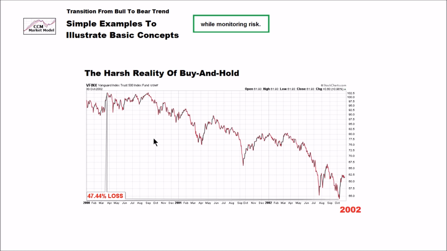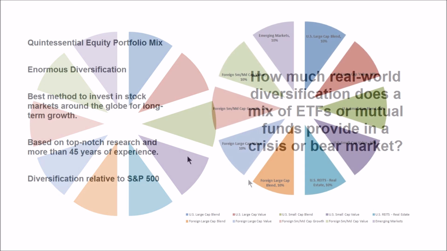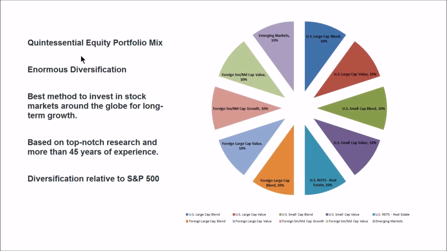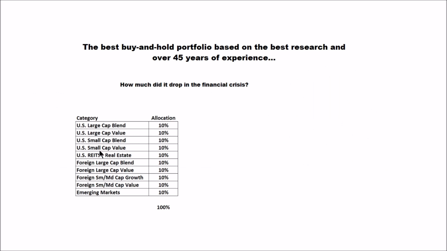How about if we use a pie chart and diversify for growth? Long-term viewers may remember that we covered this topic in the past, and we used a portfolio that was called the quintessential equity portfolio mix by a third party. So we did not build this portfolio. This portfolio was represented as being the best method to invest in the stock markets around the globe for long-term growth. And in fairness, it does say long-term growth. However, when you have a pie chart like this, you typically feel that the pieces of the pie will help you in a downturn. If I ran this mix, this is my basic allocation, and the million-dollar question is, would the pie chart or the diversification from a growth perspective have been helpful in the financial crisis?